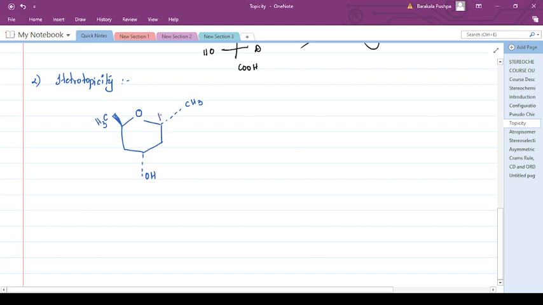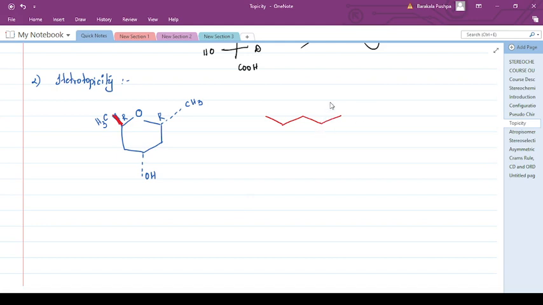Heterotopicity. These are identical here, but their configuration, their stereochemistry, the relative configuration, can be different. Here it is an R and here it is an R, but this methyl group is behind the plane of the paper, whereas this methyl group is above the plane of the paper. The same stereocenter, configuration only, but the position is different.